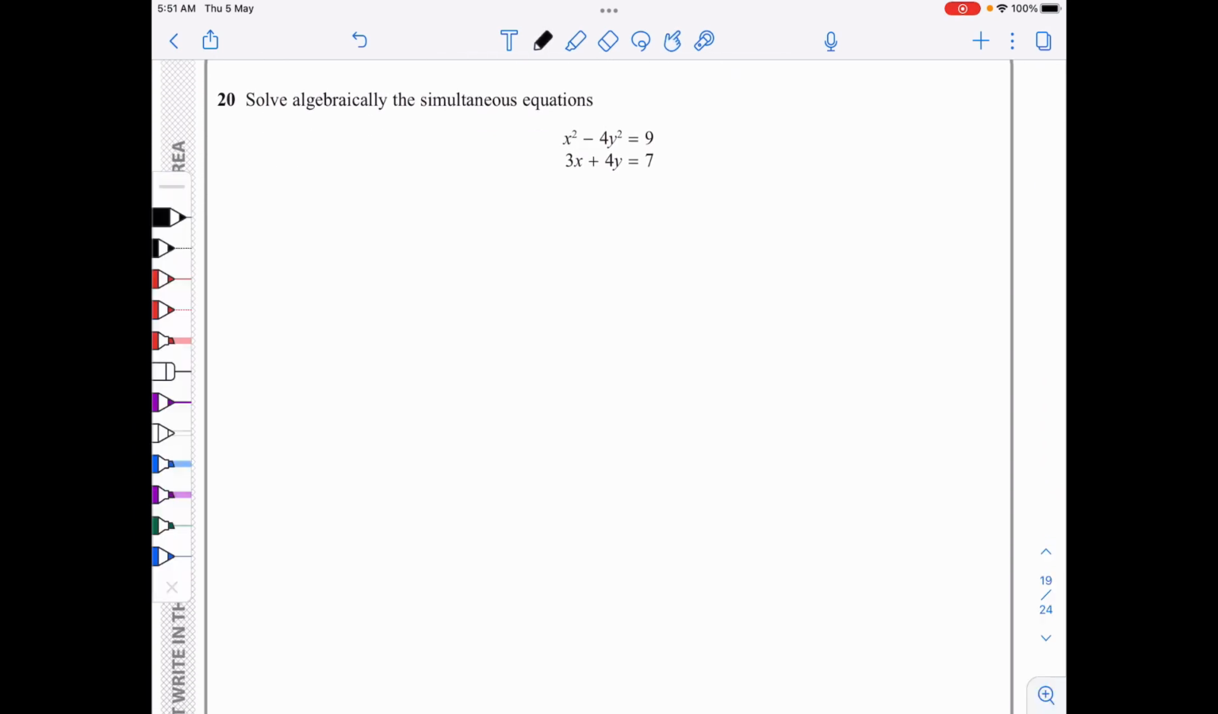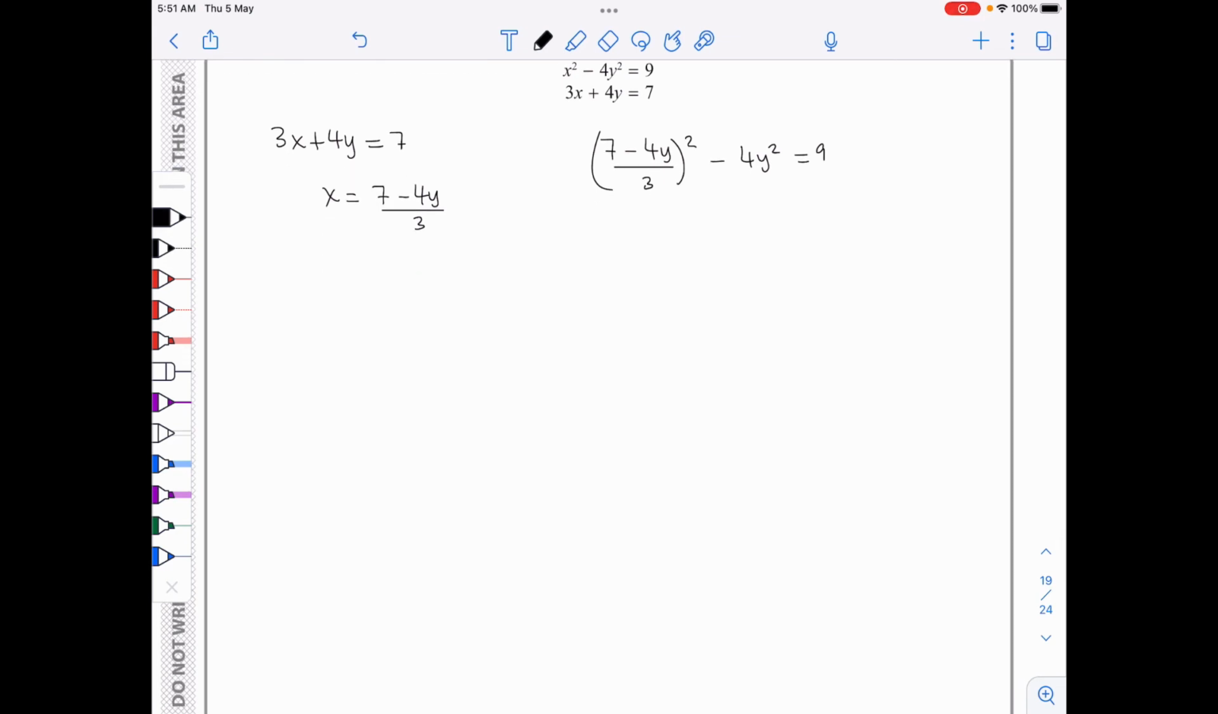Question 20, we need to solve algebraically the simultaneous equations shown here. So it's a quadratic and a linear equation. I will take the linear, 3x plus 4y is 7, and I will make x the subject, so x should be 7 minus 4y over 3. And I will substitute into the quadratic, so 7 minus 4y over 3 all squared minus 4y squared is 9.